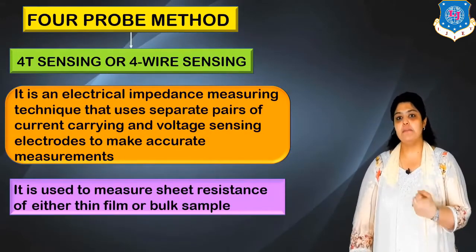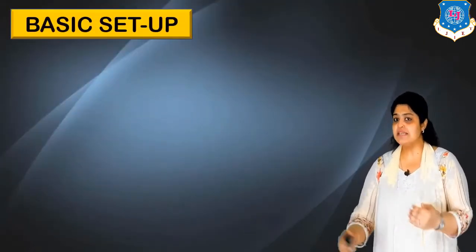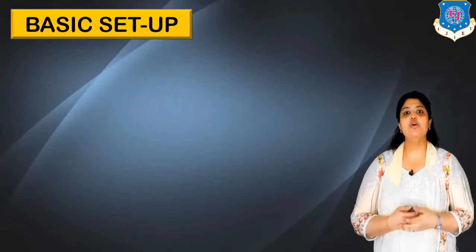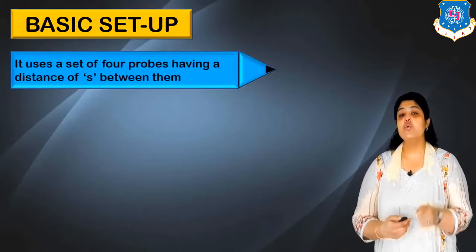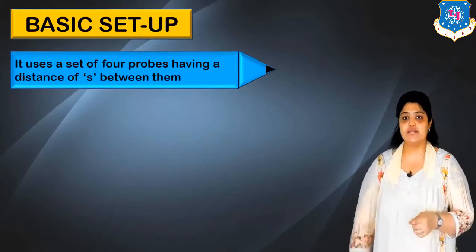Now this particular method is divided into 2 parts. We'll be discussing the basic setup first, and then we'll be considering the 2 cases. So the basic setup of the 4 probe method has a set of 4 probes which should have a distance S between them. So this is what we are considering.